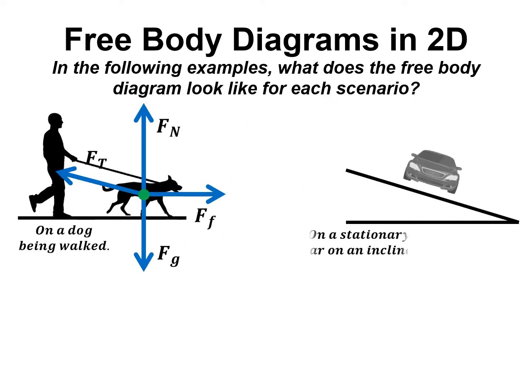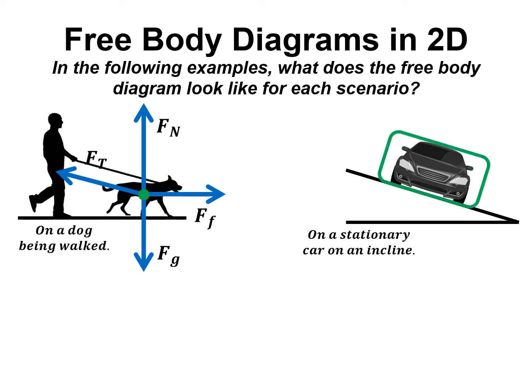The next example is going to be a car that's on an incline. So referring to a stationary car on an incline, so it's not moving, not sliding, nothing weird going on here. So if we look at the forces, of course we're going to have the force of gravity pulling down on it, but we also have normal force. Now normal force, the term normal actually means perpendicular. So the normal force is going to be perpendicular to the surface itself, and since the surface is inclined, that means the normal force is not going to be straight up, it's going to be perpendicular, which is now at an angle.